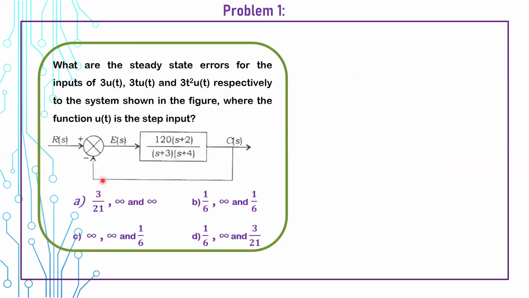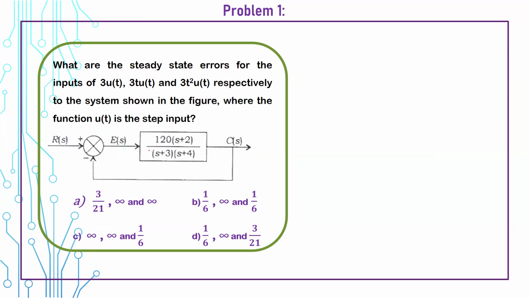So this is problem number 1, from the 2024 UPSC paper. What are the steady state errors for the inputs of 3u(t), 3t u(t) and 3t square u(t) respectively to the system shown in the figure, where the function u(t) is the step input. So here one system is given, and three inputs are given. For these three inputs, we need to find the steady state error value. Let me start solving the problem.